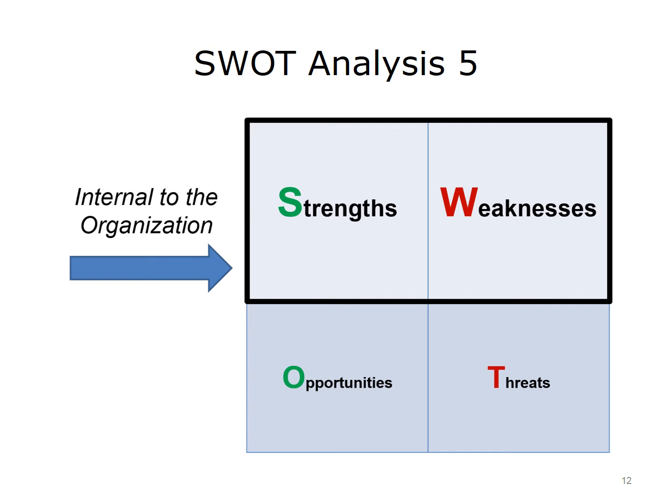When organizations analyze their strengths and weaknesses, we're talking about things that are within our control, like a budget or the ability to allocate resources to a project. These are items that are internal to our organization.